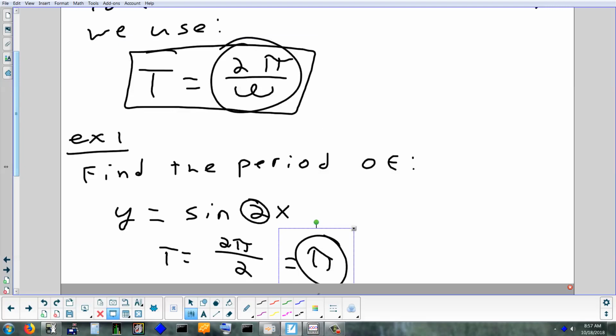It would have had to go to 2 pi. So this one is cycling twice as fast. Okay? If you want to think of it in degrees, the original has to go all the way to 360 before you get a full cycle. This one only has to go half as far, 180. Any questions on that?